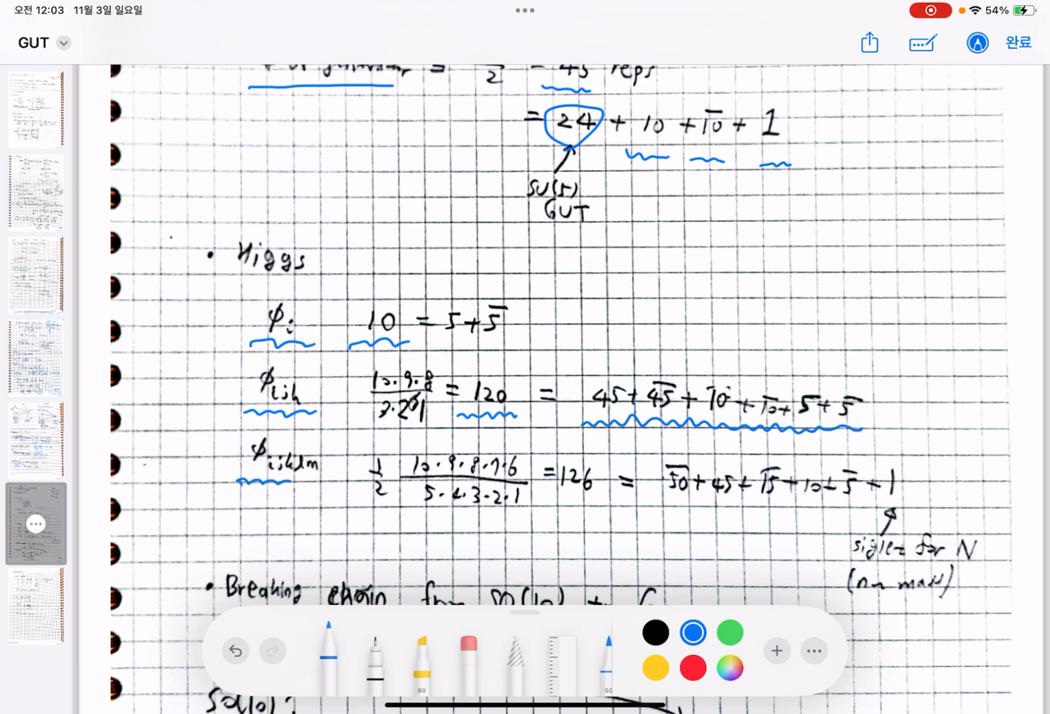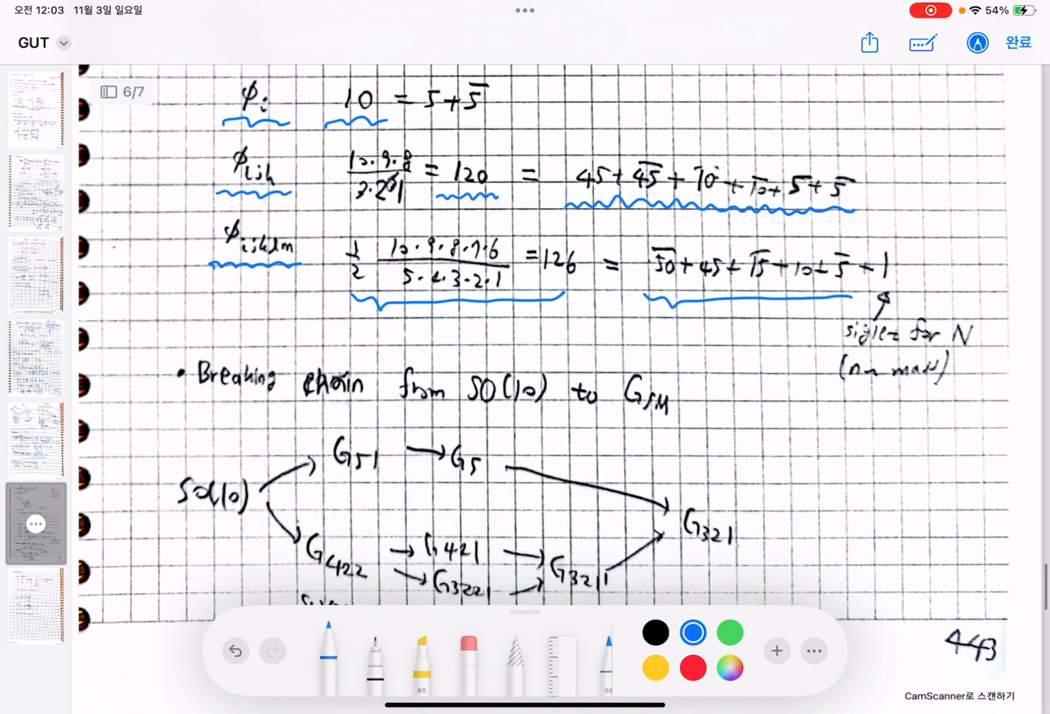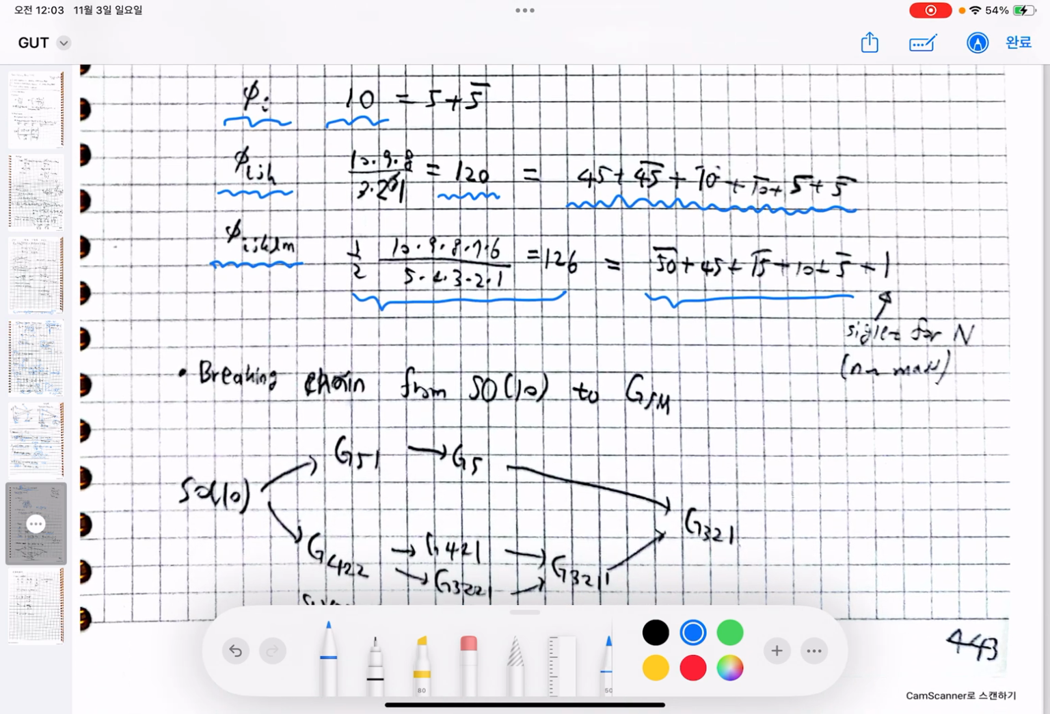And there will be the 5 index. Also, we can calculate the degrees of freedom with combinatorics, and they can be decomposed with the direct products of the representations. And especially in this 126 representation, there is a singlet representation which corresponds to the right-handed neutrino, which can provide the neutrino mass naturally.